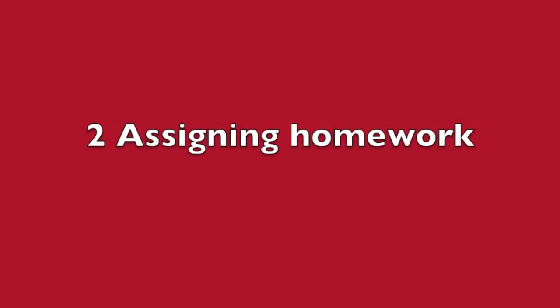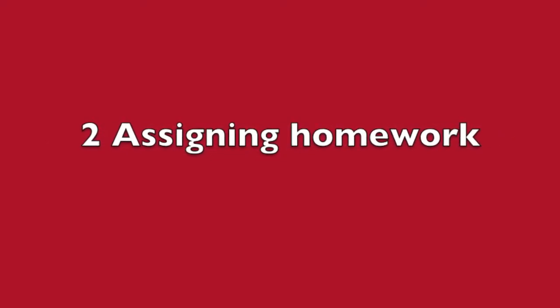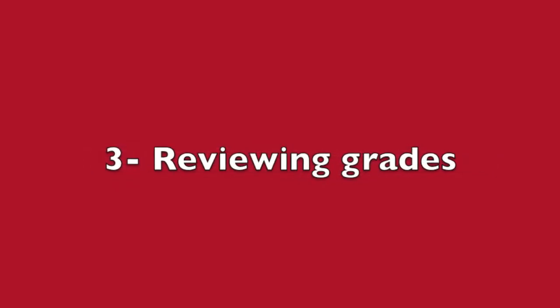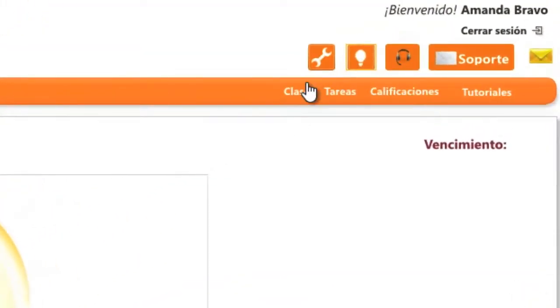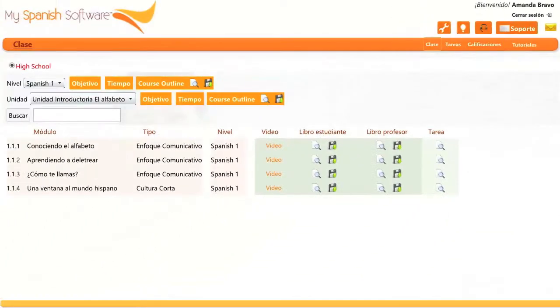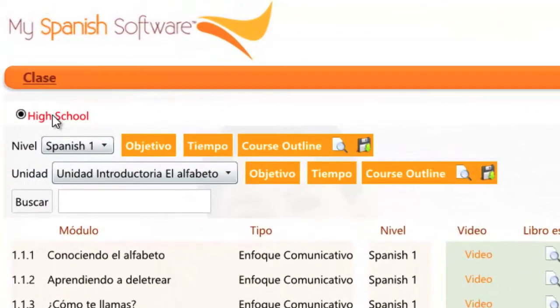A successful implementation plan consists of 3 steps. Step 1. Classroom activities. Step 2. Assigning homework to the students. Step 3. Reviewing their grades. Step 1. Classroom activities. Let's get started with the class section. The class section is used to plan your classes and to display videos and classroom activities.